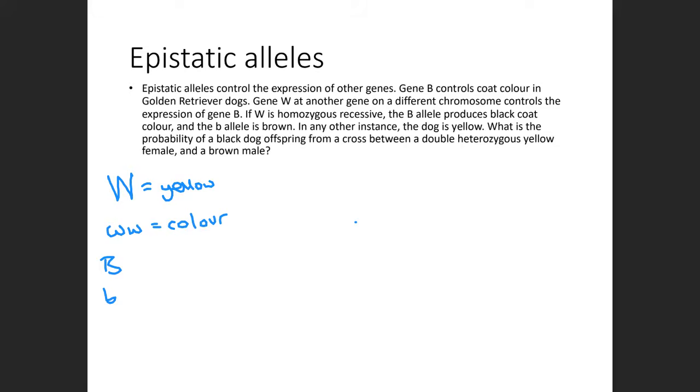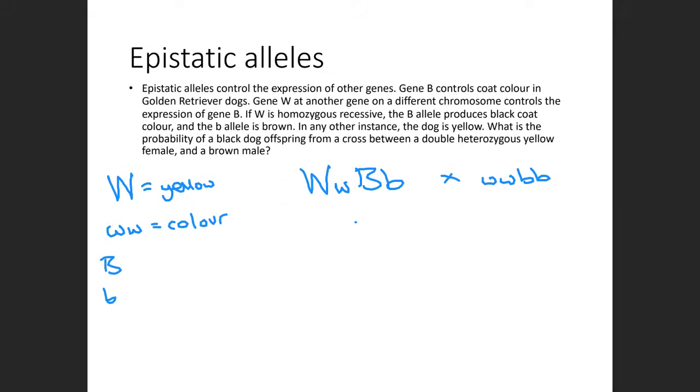All right, so what's the probability of a black dog offspring from a cross between a double heterozygous yellow female and a brown male? So a double heterozygous yellow female is going to be this. I didn't need to be told this was a yellow female. The presence of a big W tells me this is a yellow female. And a brown male, well, that means it's got color. And the homozygous recessive B is brown.